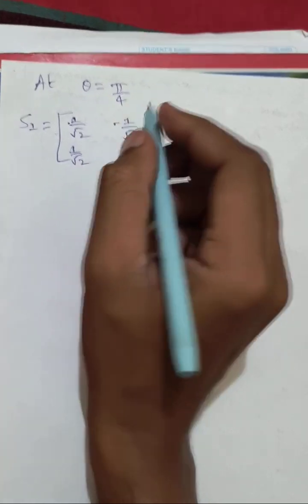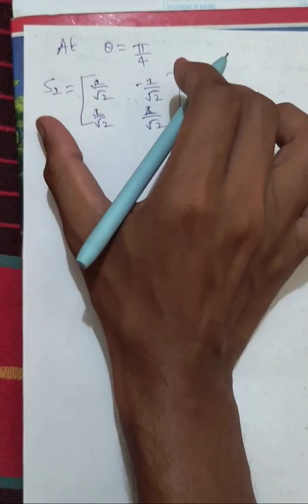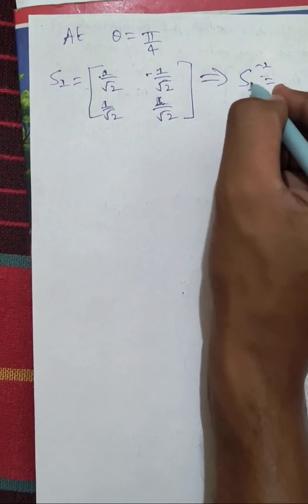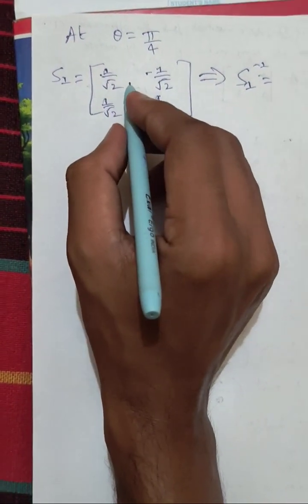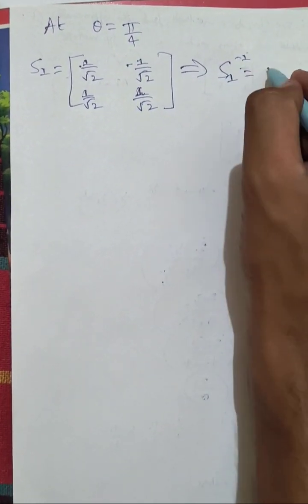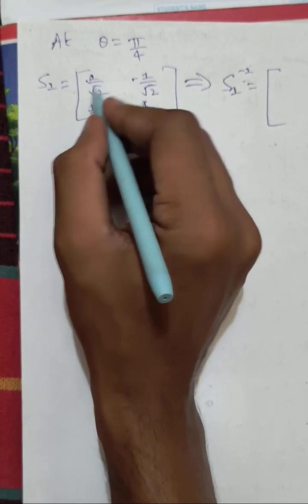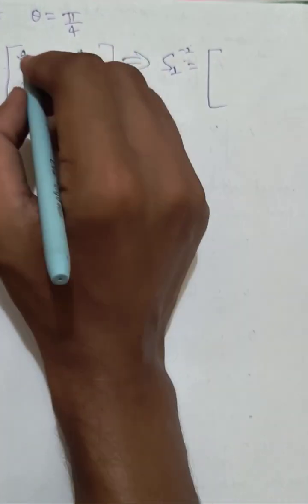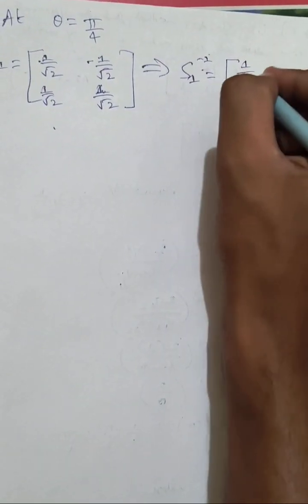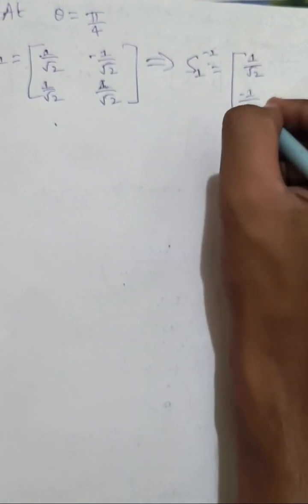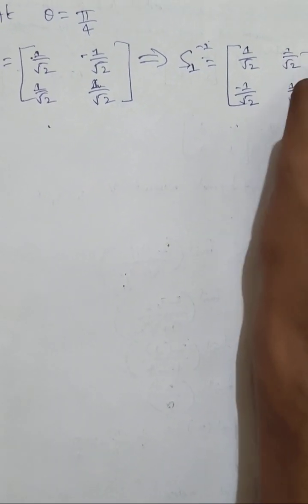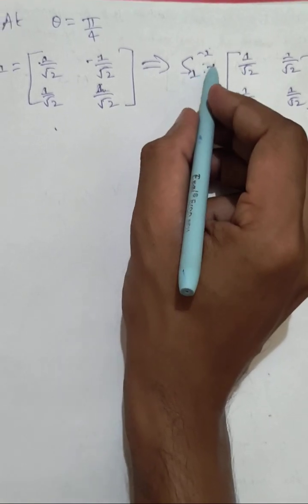Is it clear, student? To apply the Jacobi method, we have to find the inverse of this rotational matrix. Since it is an orthogonal matrix, the inverse of this matrix is its transpose. So S1 inverse equals S1 transpose. Transpose means interchanging the rows and columns. The first row becomes the first column, 1 by root 2, and this element becomes minus 1 by root 2 here. The second row becomes the second column, 1 by root 2, 1 by root 2. Is it clear, students? Now we got S1 inverse.